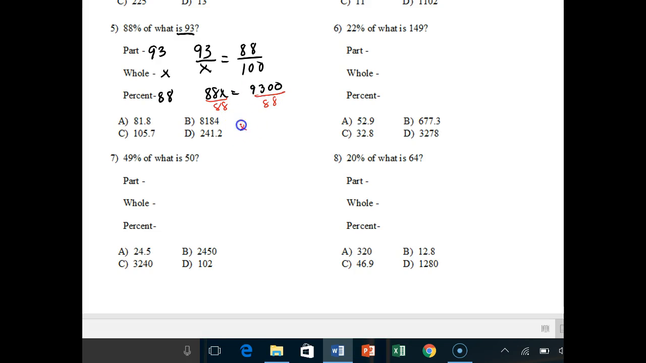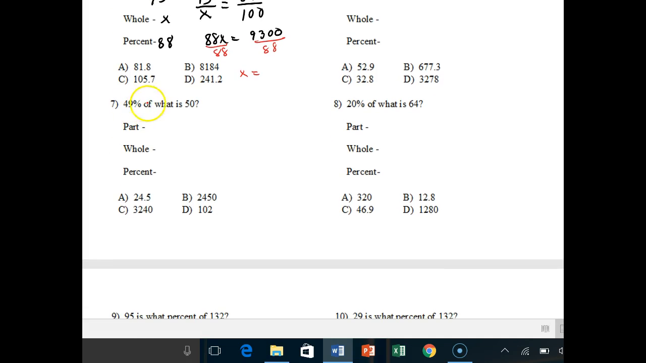And you can use Google Calculator to say what that is, okay? Number 7, another way to write this is 49% of what? So 49 is obviously our percent, of what, we don't know, it is 50. So that's our part again, 50. So that's our x. So we have 50 over x equals 49 over 100.